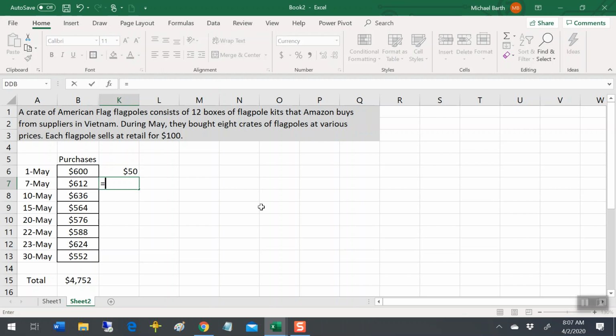This next crate that they bought on May 7th, if it's $612 divided by 12 flagpoles, they paid $51 per flagpole. And here, they paid a pretty penny: $636 divided by 12. So you can see from here that they pay a different amount for each of the crates of flagpoles. That gives us a grand total of flagpoles they purchased that they're going to sell to other people during May of $4,752.